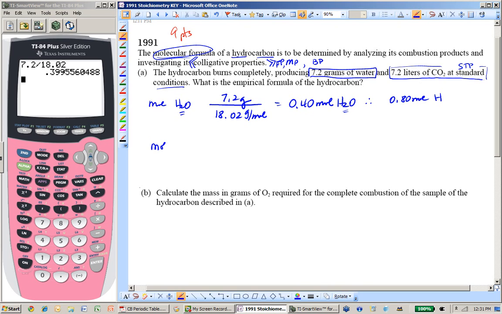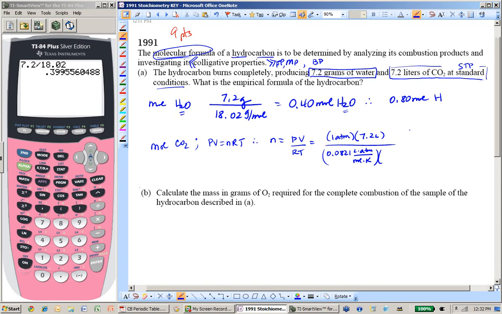So moles of carbon dioxide would equal 7.2 liters. Well, since this is a gas at STP, we could take our liters and divide by 22.4, or we could put this in PV equals nRT. So let's go with PV equals nRT. N equals PV over RT. What was my pressure? 1 atmosphere. What is my volume? 7.2 liters. And that is over 0.0821 liter atmosphere per mole Kelvin.